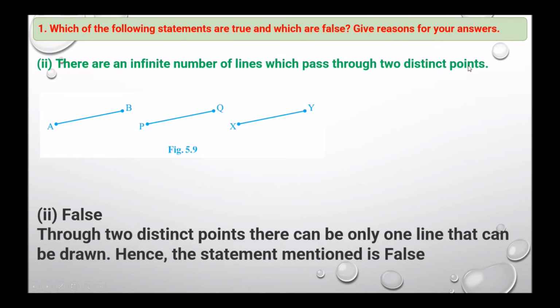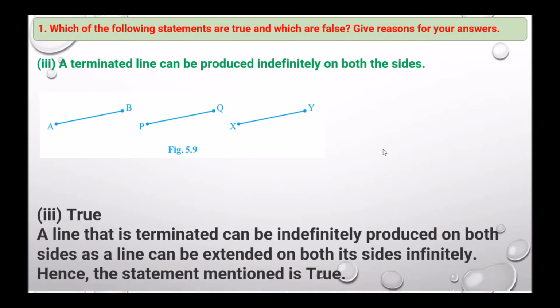Next, there are infinite number of lines which can pass through two distinct points. False. Through two distinct points, there can be only one line that can be drawn. Hence, the statement mentioned is false.